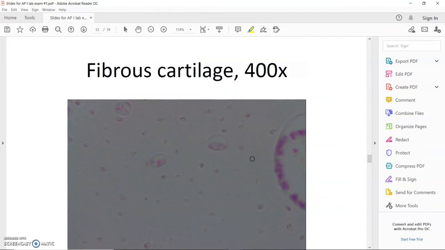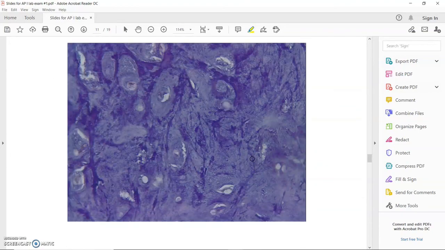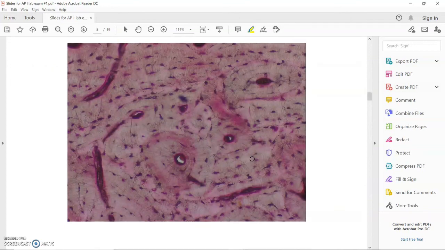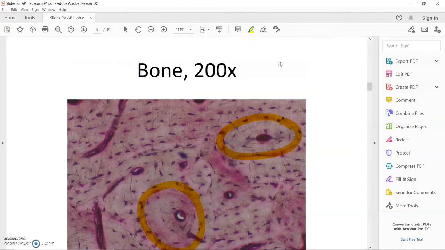And we're going to get to the bone in a second. Should have a bone. No, do not have. No, I don't think I have a bone. But yeah, that's a bone. So you've got an osteon and another osteon. That's an actual image of an actual bone slide.